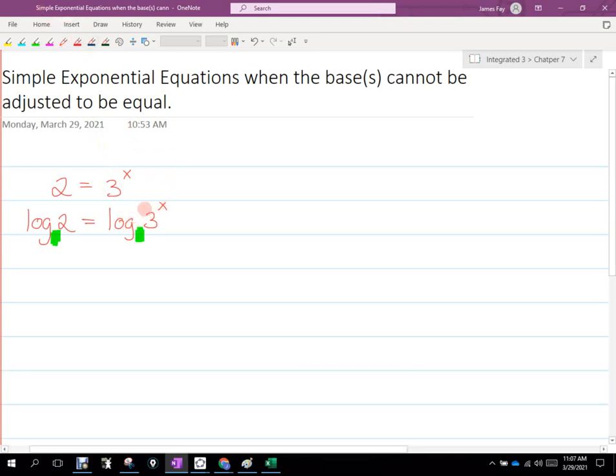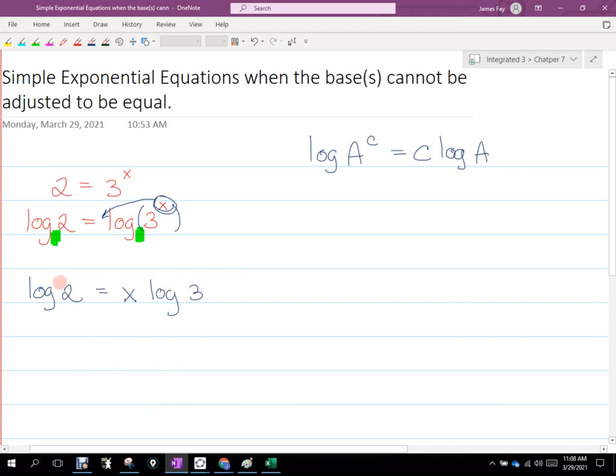When we have log of 3 to the x, we still have our variable in an exponent. But you remember the rule that said if I have log of a to the c, we bring the c out in front and rewrite it that way. So now that can be written out in front. We're going to rewrite this as log of 2 equals x times log of 3. Does that make sense to everybody?